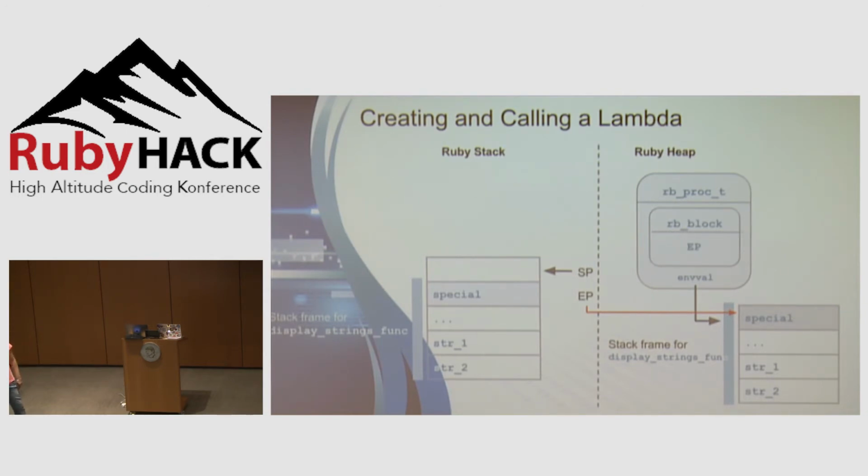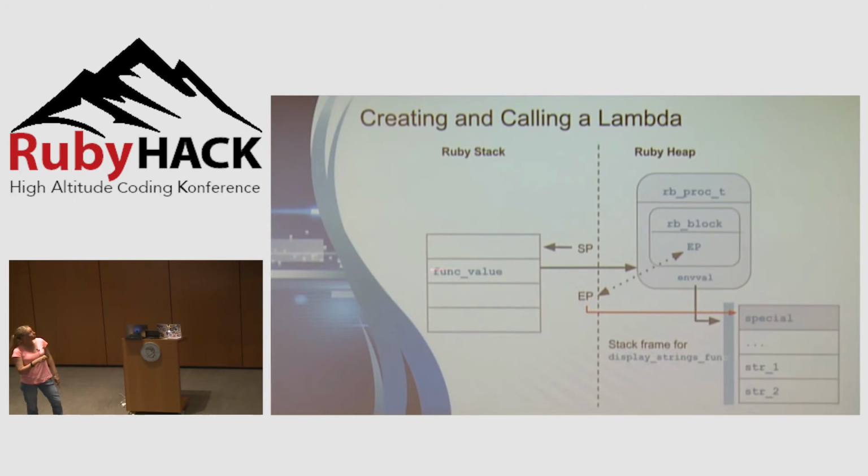And once this is done, it's this modified value for the environment pointer that gets copied into the environment pointer property of this block that belongs to the lambda. And this lambda is now set, it can be returned. And so display strings func exits, and the lambda is assigned to the func value variable on the stack.